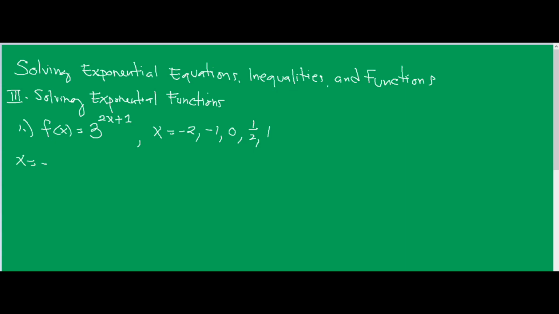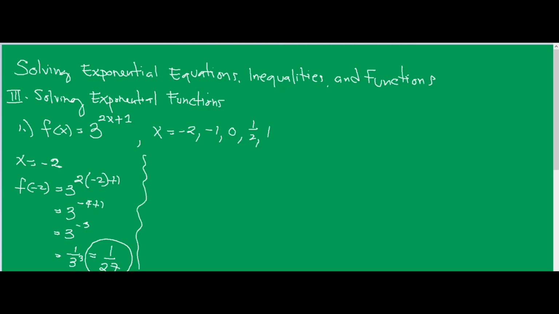x equals negative 2. So f of negative 2 is equal to 3 times raised to 2. So yung variable x magiging negative 2 plus 1. Simplify lang natin. Negative 2 times 2 times negative 2 is negative 4 plus 1. Negative 4 plus 1 is negative 3. And that is 1 over 3 raised to 3. If you still remember that. Kapag negative yung exponent, nagre-reciprocate. And 3 raised to 3 is 27. So, f of negative 2 is 1 over 27.